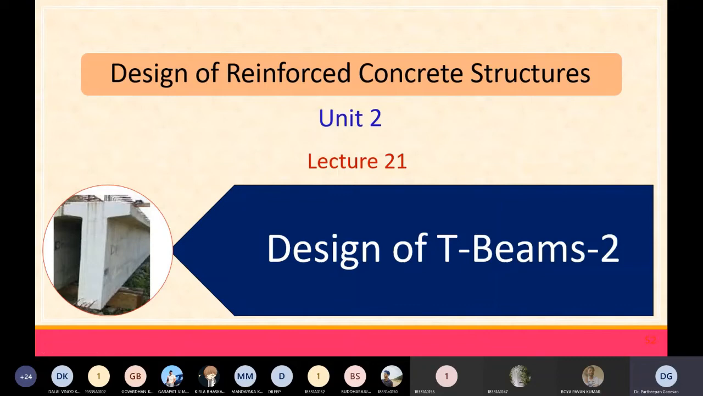Okay, now we'll continue with some more design of T-beams. Lecture 21.